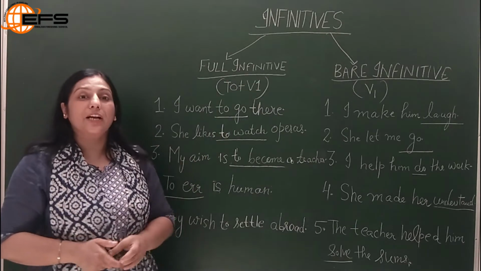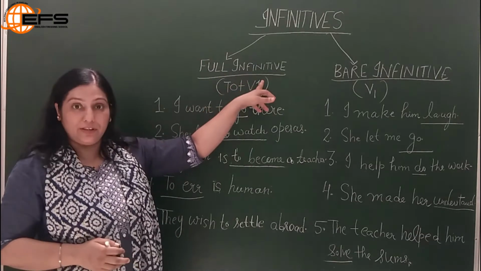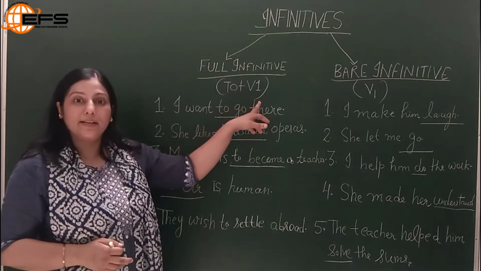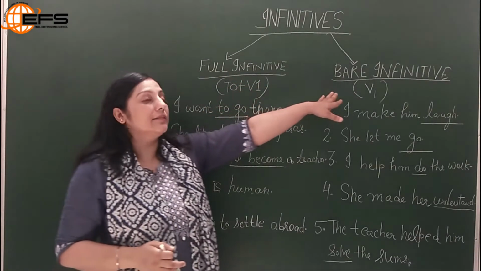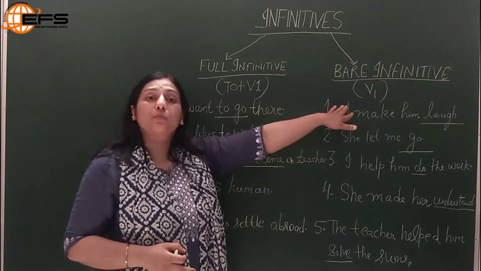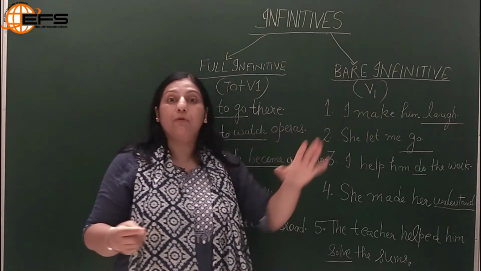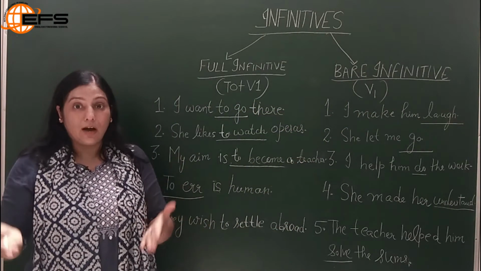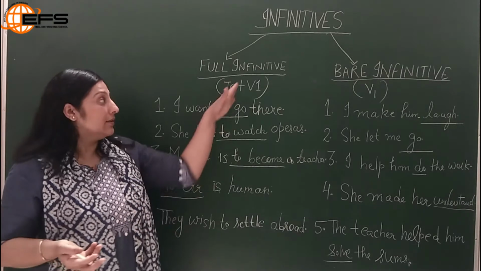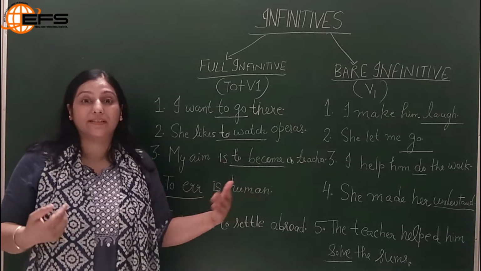Now there are two types of infinitives. The first one is full infinitive, which is to plus V1, and the second type of infinitive is bare infinitive, which is just V1. Now what is this V1? Which is the base form like run, come, go, all that. So we will now understand them with more examples.